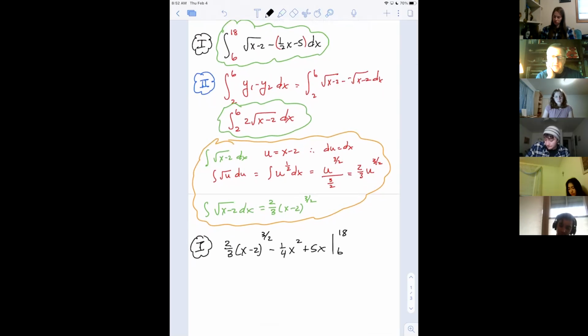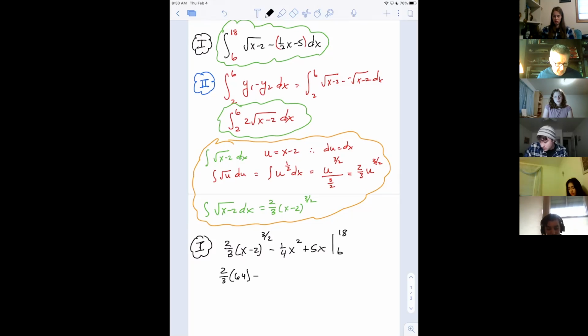that looks kind of daunting, but it's not going to be. So let's work this out. So if you put 18 in here, notice that actually works out really nice because 18 minus 2 is actually 16. And that 2 right there means square root. So the square root of 16 is 4, and 4 cubed is 64. So I have 2/3 times 64 minus, 18 squared is a big number.